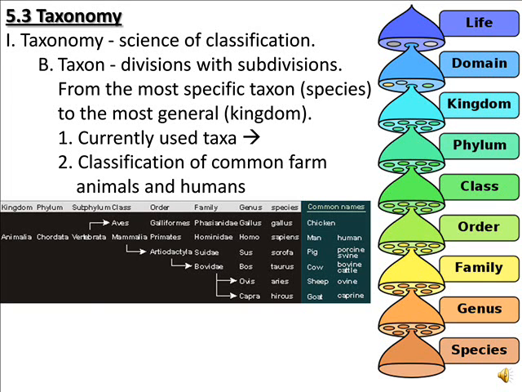Now, the other chart that you see on this slide is a chart that shows the classification of some common farm animals as well as humans. For example, if we look at the human being, we see that it is classified in the animal kingdom. And this is simply because it is a multicellular heterotroph. Now, because we are an animal that has a backbone, we are in phylum Chordata, and more specifically subphylum Vertebrata. Because humans possess mammary glands, that means that we would be classified in class Mammalia.